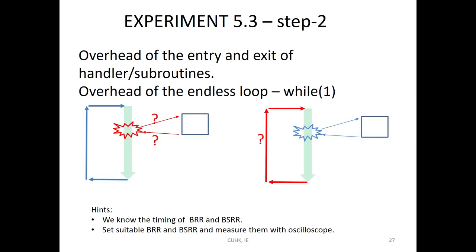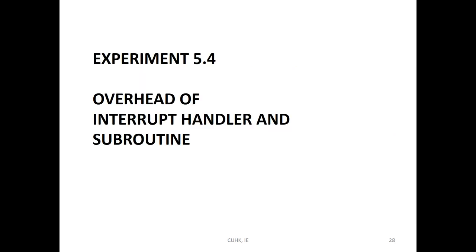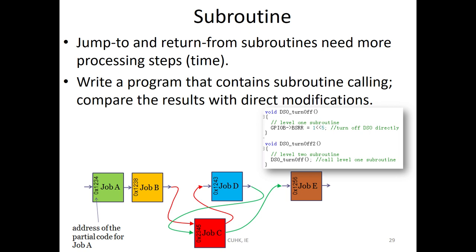Now, in 5.3, we are interested in knowing the overhead: going to a subroutine and going back from the subroutine. We want to understand the overhead, but we don't have an oscilloscope there. I think you have to skip this part. Okay, the overhead.